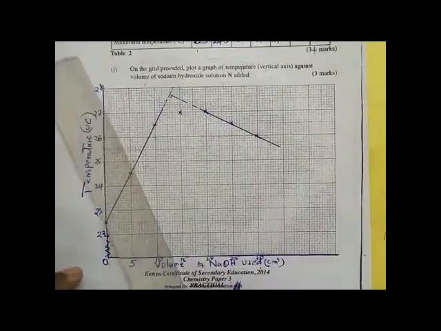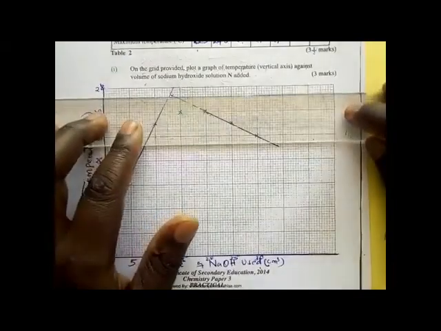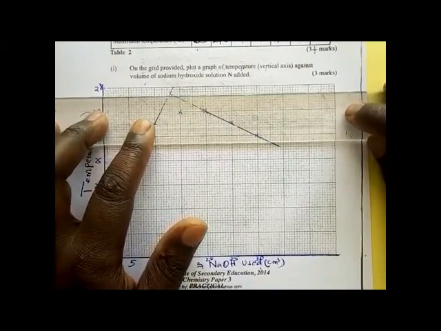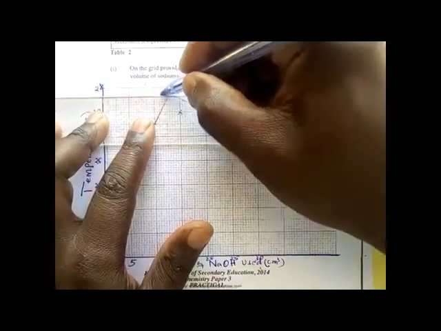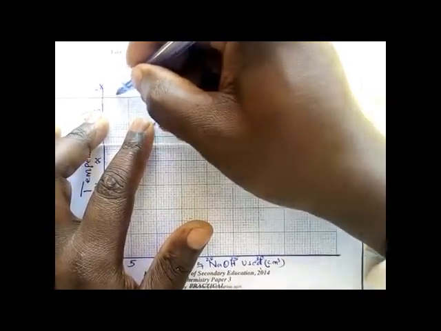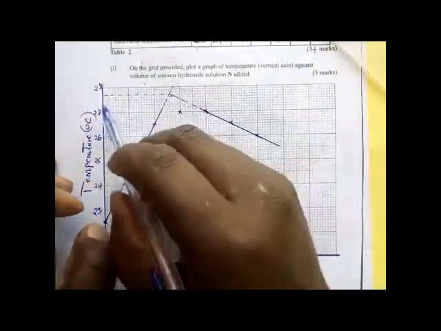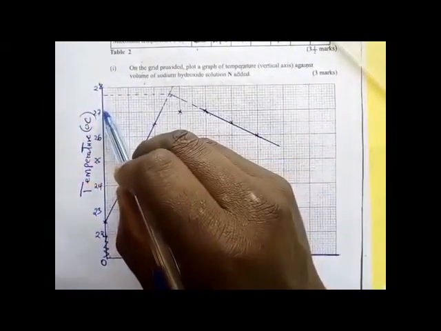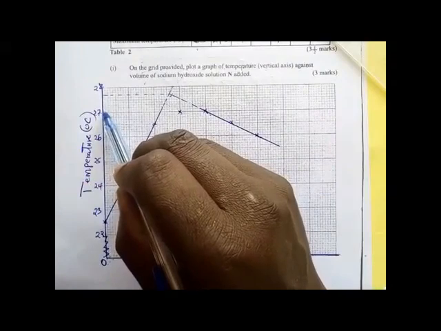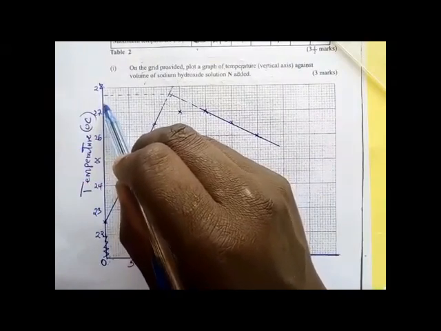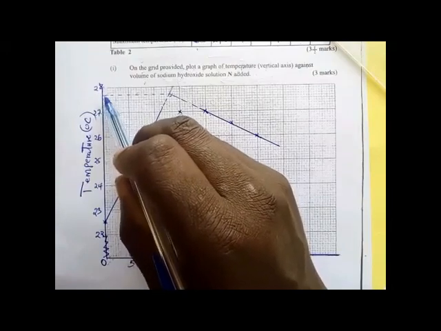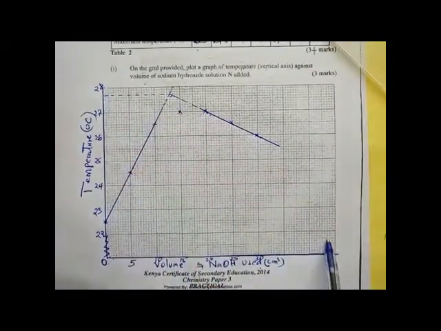So since we need the maximum temperature, we go to the temperature axis. We use this dotted line, so it means our maximum is, this is 27.1, 27.2, 27.3, 27.4, 27.5, 27.6, 27.7. That's our maximum temperature.